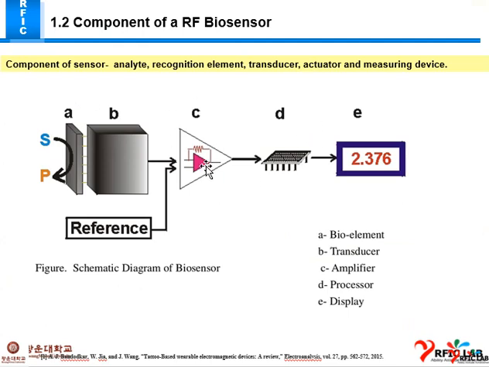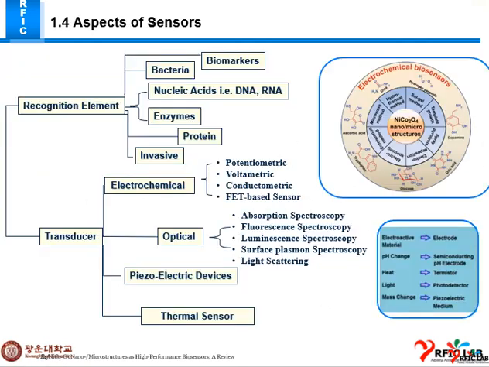Here are our components I already described in the previous slide: bioelement, transducer, amplifier, processor, and display. Aspects of a sensor. There are different aspects of a sensor, such as the recognition element. Recognition elements are biomarkers, bacteria, nucleic acids, that is DNA and RNA, enzymes, proteins, and invasive recognition elements.